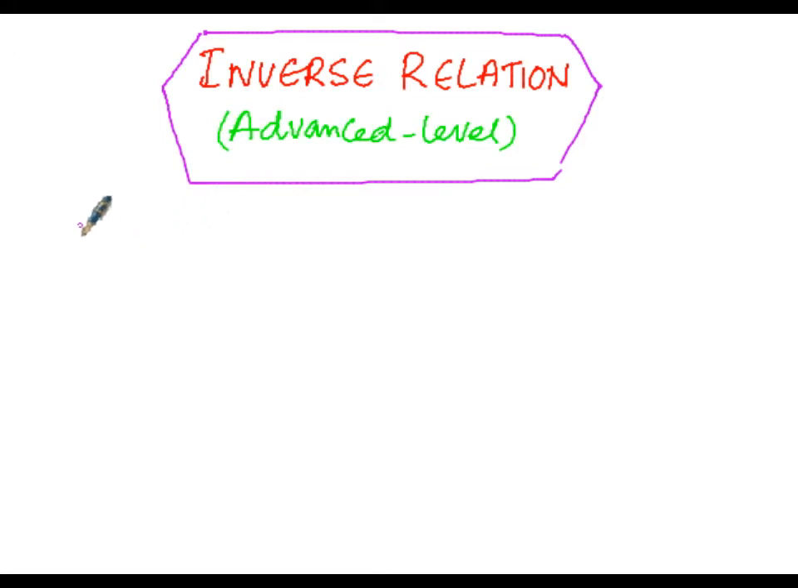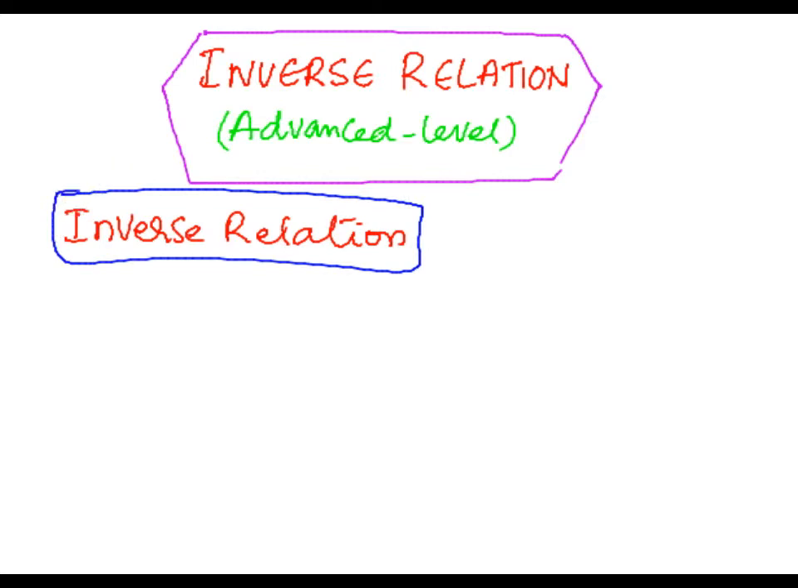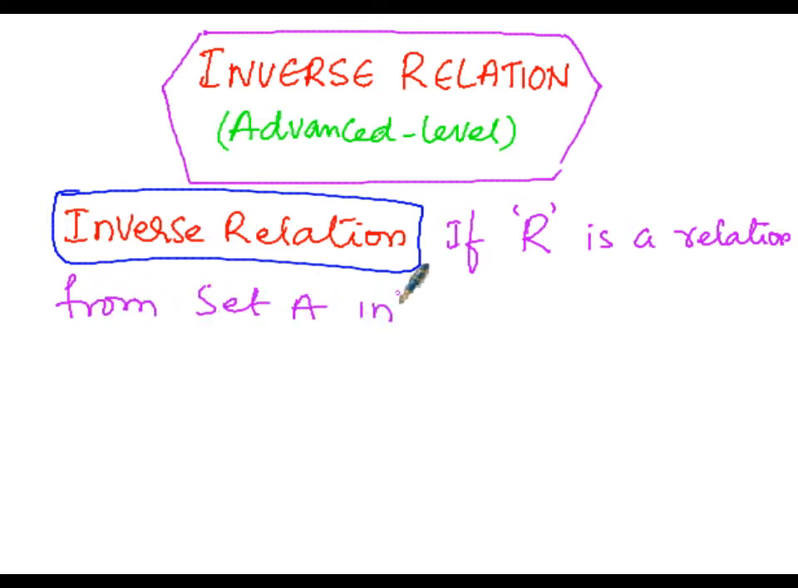And now here, inverse relation. If capital R is a relation from set A into another set B, or in other words it is from A into B. So, mathematically we can write it as: R is a relation from A into B.